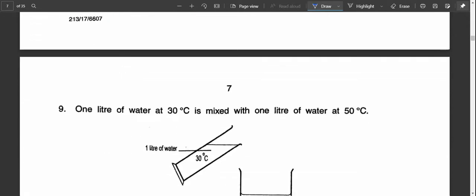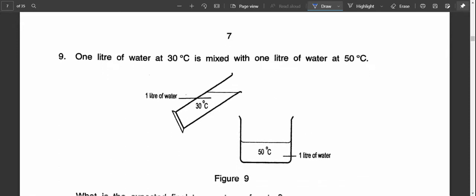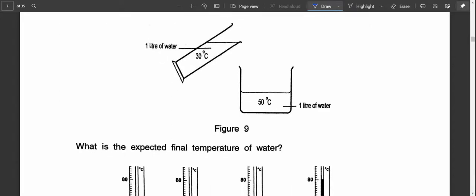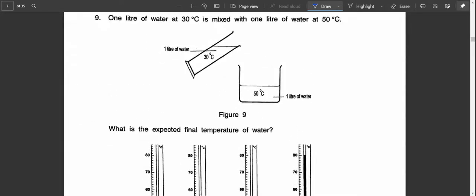Question number 9. 1 liter of water at 30 degrees Celsius is mixed with 1 liter of water at 50 degrees Celsius. What is the expected final temperature of the water? Okay. Now, this one is to test your critical thinking.